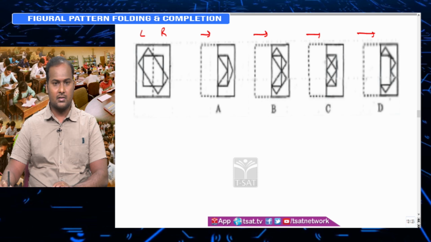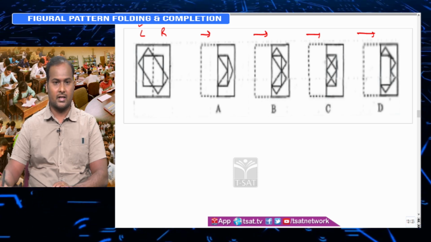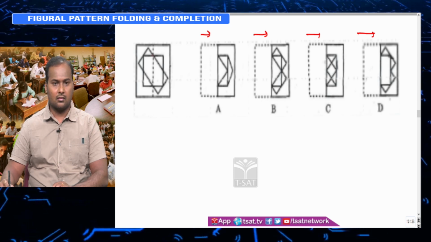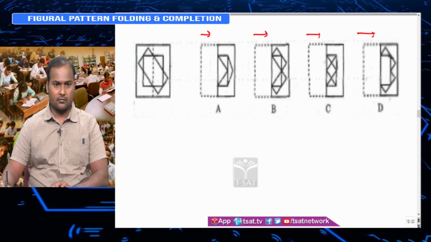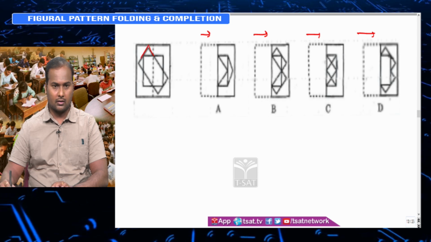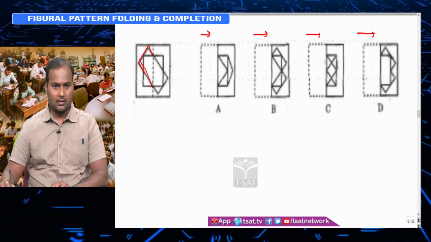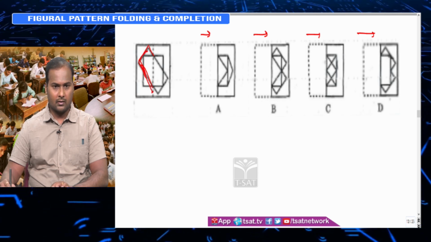Now this side will be the same, it won't change. What is going to change? Only the left side is going to fall on the right side. So you rotate the left side and keep the right side the same. For example, see here, whatever diagram I am drawing in red, that red part will change. The remaining part will be as it is.